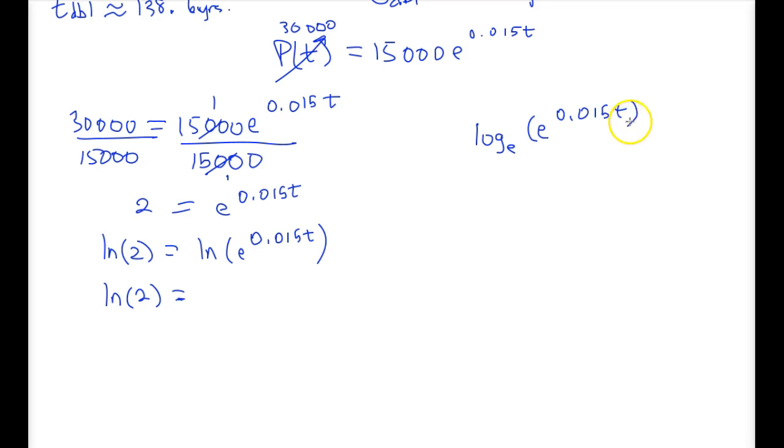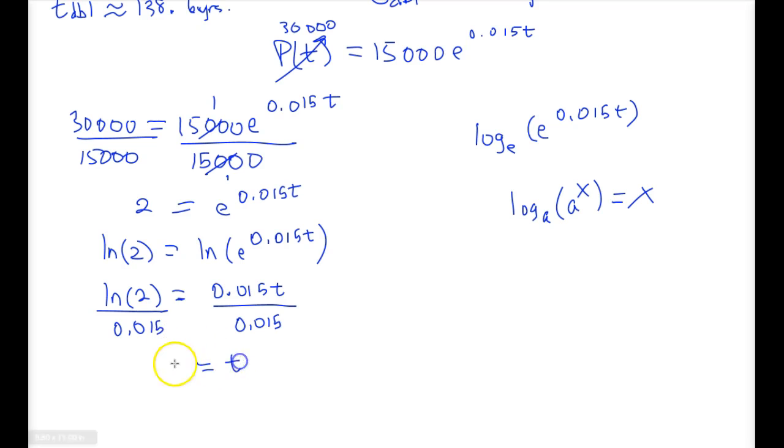And one of your logarithm properties says that anytime you have log base a of a raised to the x, that just equals x, which is the exponent. So here if I have natural log of e raised to the 0.015 t, all this is just 0.015 t. And then from there, all I have to do is divide both sides by 0.015.